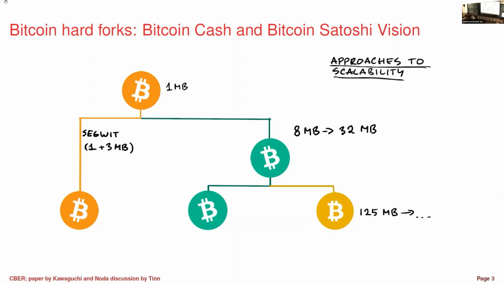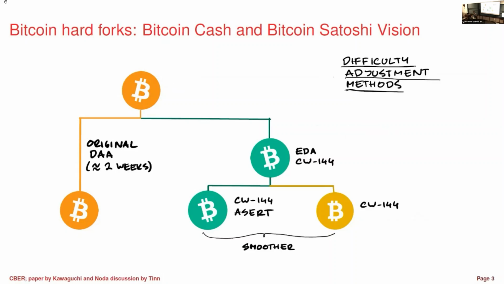Then in the further split between the two, there were also some disagreements about whether some miners should be taxed in order to develop the system further. This is what was going on here, with some other features. And Bitcoin Satoshi Vision makes the block size even bigger and potentially increasingly big. Okay, so this is effectively what these different approaches have done.